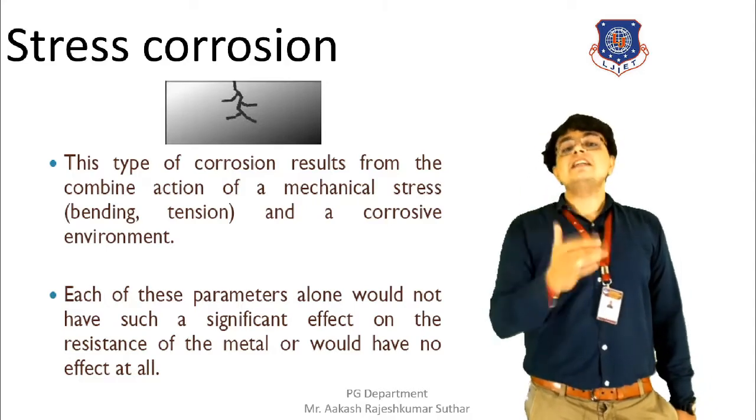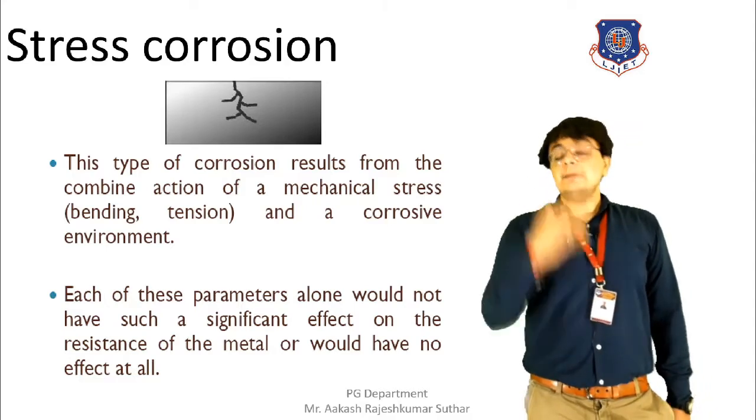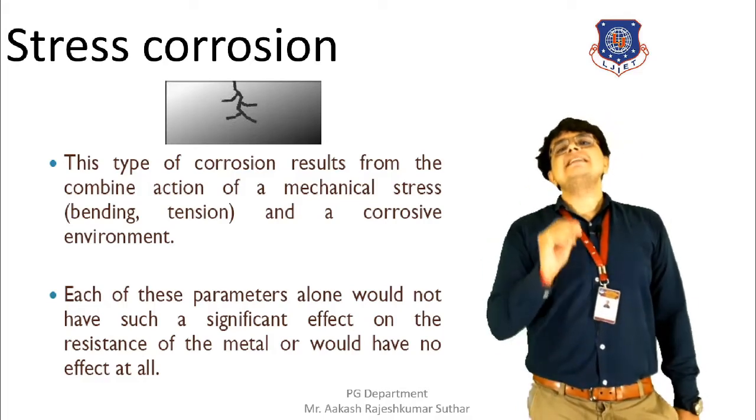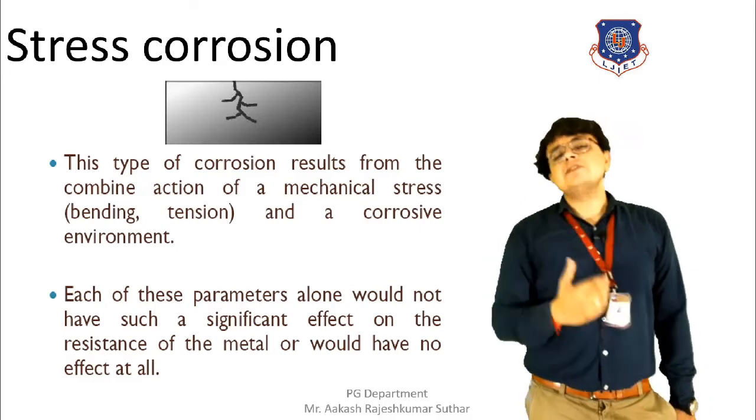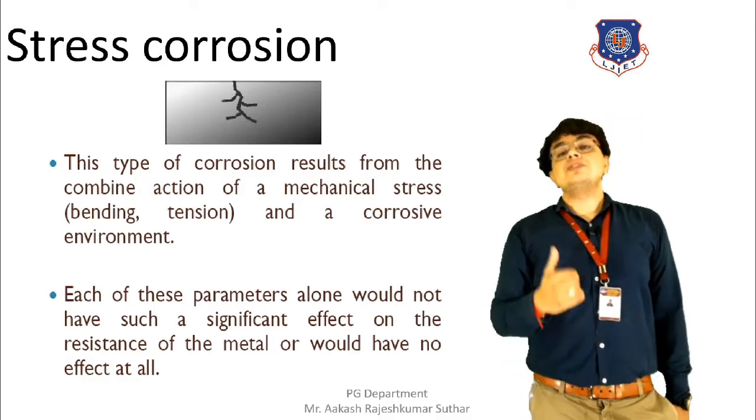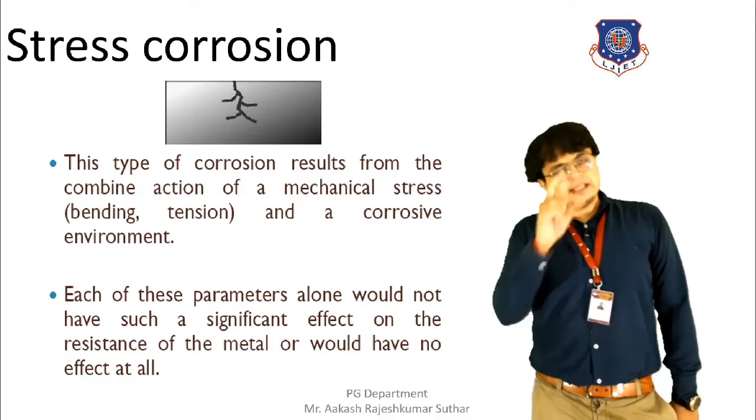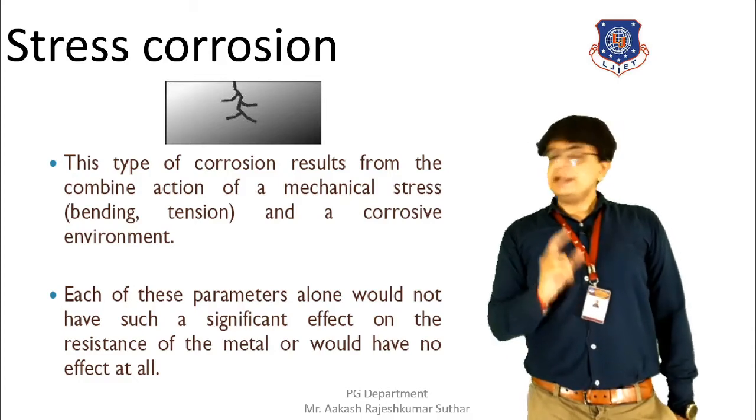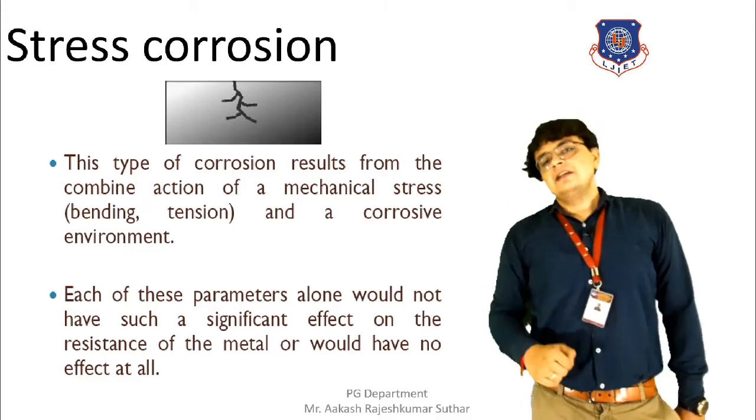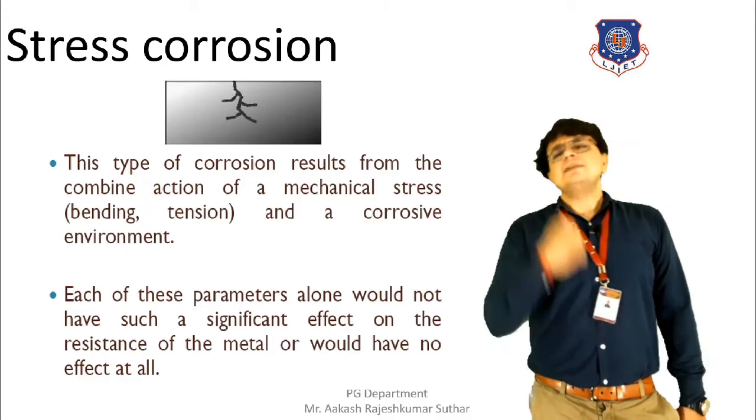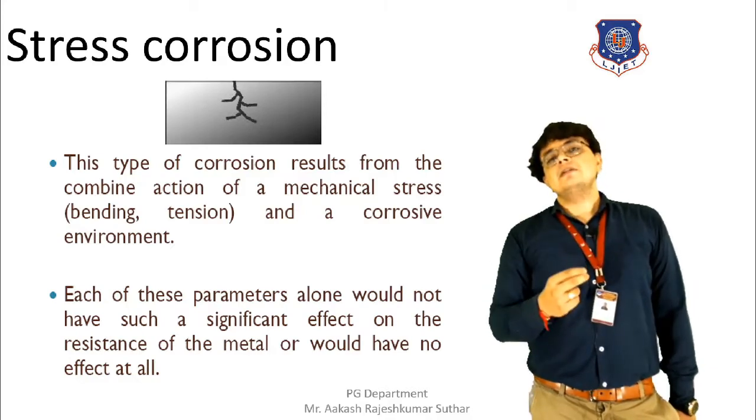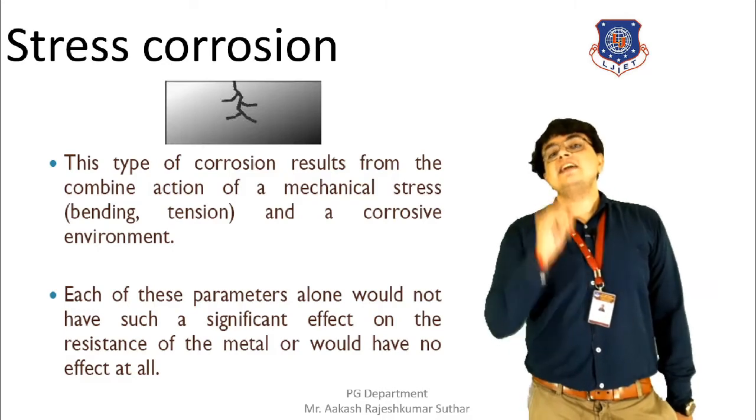And it is a kind of combined stress. We can say that the bending stress and the tension stress found in the metal result in the stress corrosion. Because of the combined effect of the tension stress and the bending stress, the corrosion will take place. Singly it will not happen, but on the combination of these two types of stresses, the corrosion will take place. Briefly discussing this stress corrosion, the manufacturing of the metal highly affects the stress corrosion.